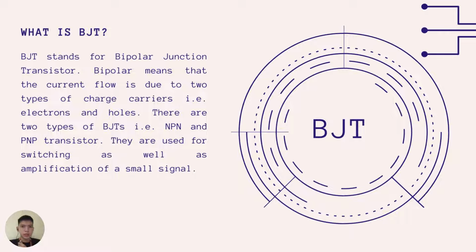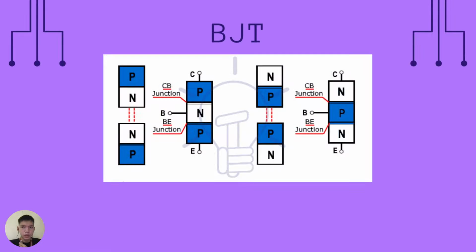What is a BJT? Well, BJT stands for bipolar junction transistor. Bipolar means that the current flow is due to two types of charge carriers, that is electrons and holes. So sa BJT naatay duha ka types of BJT, which is the NPN and the PNP transistor. Ang ato sa BJT are used for switching as well as amplifications of small signals. So mao ni ang naong sa ato ang BJT natay PNP napud tay NPN.